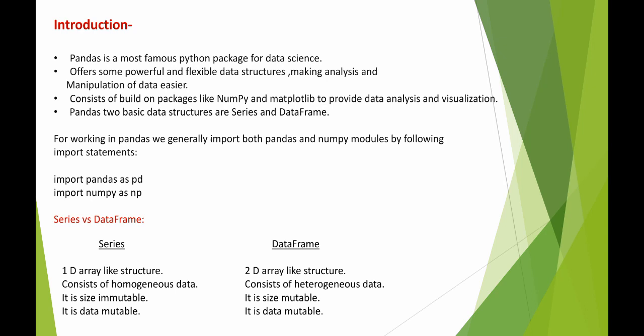Now series is data mutable. Data mutable means we can manipulate the data in a series. Suppose you have data elements 2, 4, 6, 8 and you want to add 2 to all of them, it will change all the data elements by addition of 2. That means it is just like the vectorized operation we had in 1D arrays. And data frame also is data mutable. That means whatever data is there can be modified by adding, subtracting, multiplying.